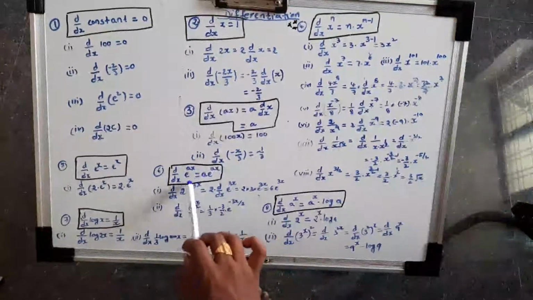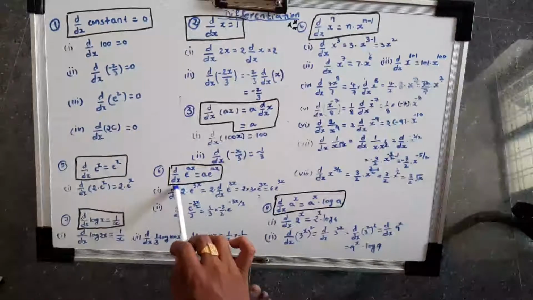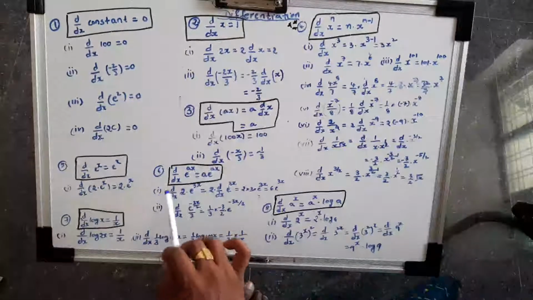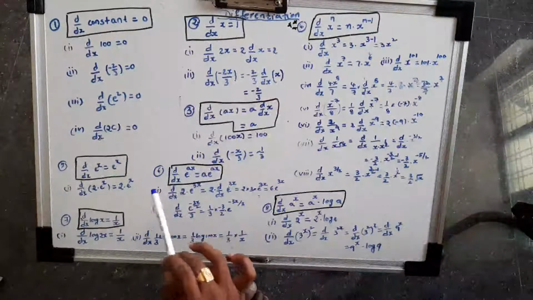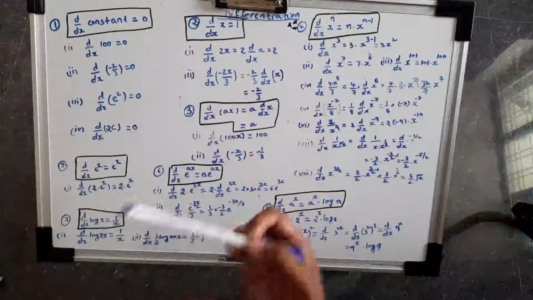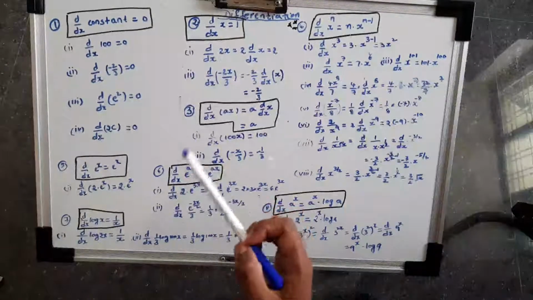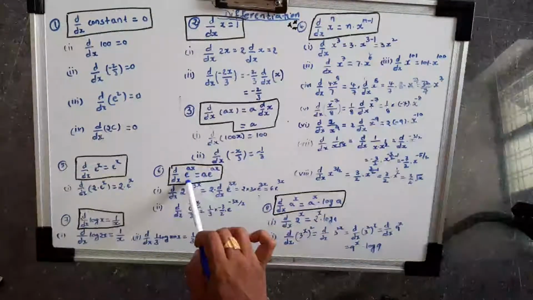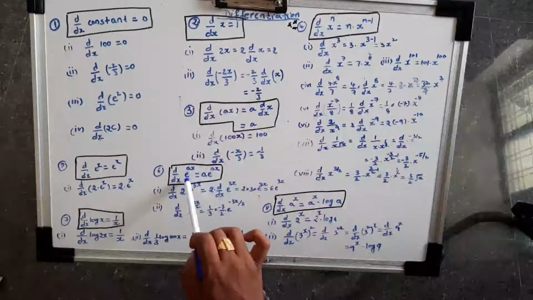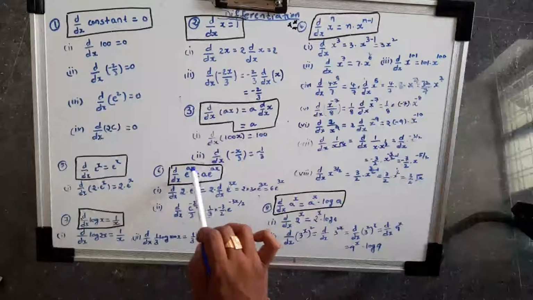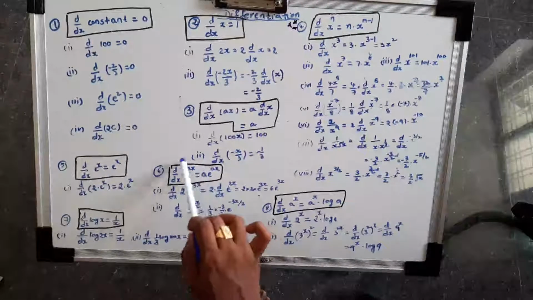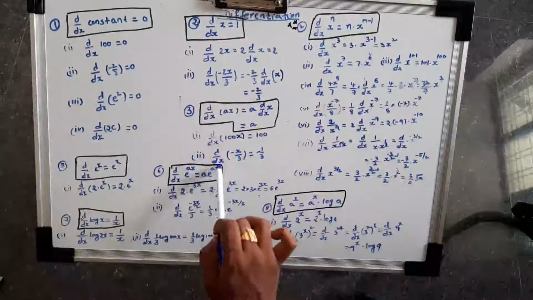So this is important: the derivative of e power ax. When I say derivation, it means d by dx, so you are doing differentiation of the term. Here we are differentiating e power ax. What is the formula? The value before x, you write here, and whatever e power is there, you write as it is.